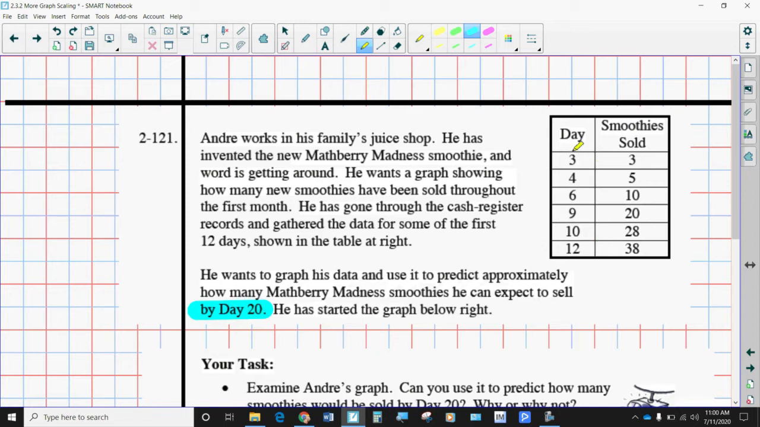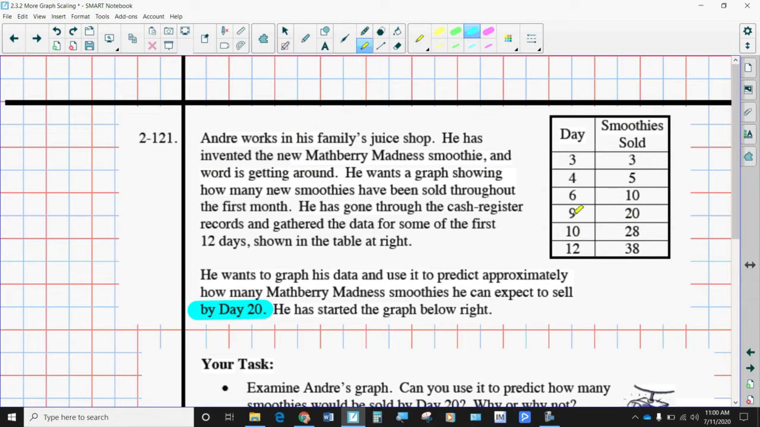Okay, so we've got day 3, 4, 6, 9. So he's got the first 12 days of data, and these are smoothies sold per day, not the total number of smoothies. So day 3, he sold 3 of them. Day 4, he sold 5. Day 6, he sold 10. So you see that number gradually going up. First, between day 3 and day 4, he sold 2 more, but then he doubled his sales by day 6 and then doubled it again by day 9.